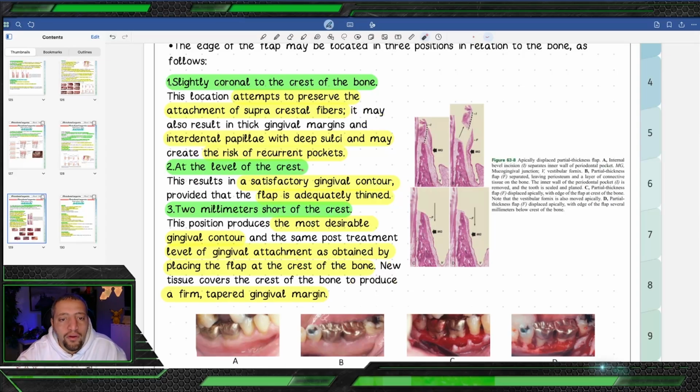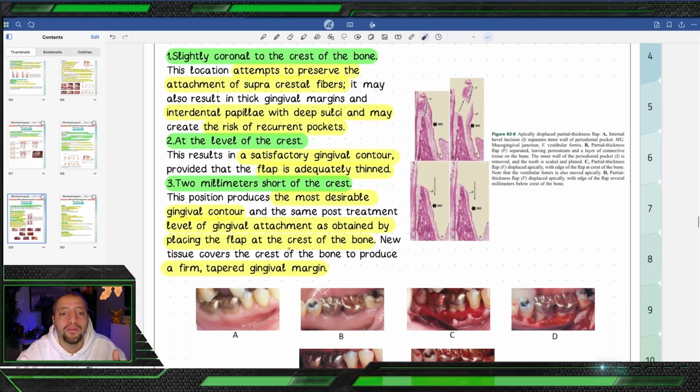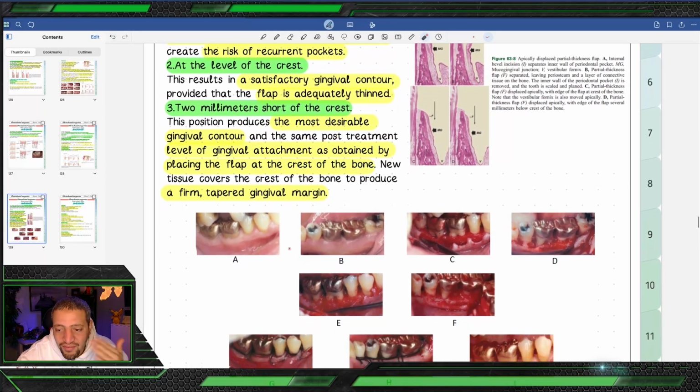At the level of the crest, a satisfactory gingival contour is provided, provided that the flap is adequately thin. So this is indicated for partial thickness flap. 2 mm short of the crest, this position produces the most desirable gingival contour. So we are going to put it just apical to the crest of the bone. And this is only indicated when we use which flap technique? Yes, the partial thickness, because we cannot leave exposed bone in our patient's oral cavity.